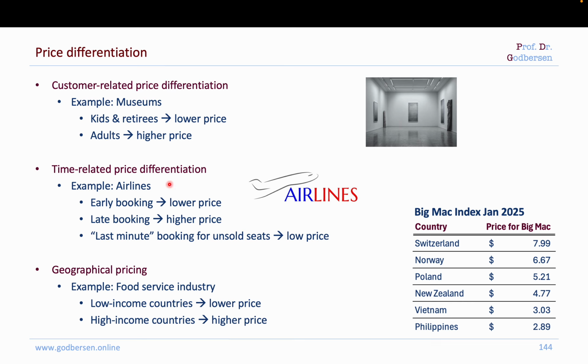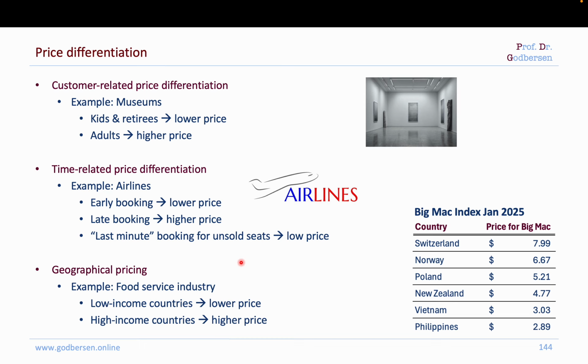Time-related differentiation. Look at what airlines are doing. If you book very early, you have a low price. If you book rather late, close to your date of travel, you pay higher prices. And then last minute, say you book 2 hours before your flight goes, and you're lucky that there are still some unbooked seats, you get again a very low price.